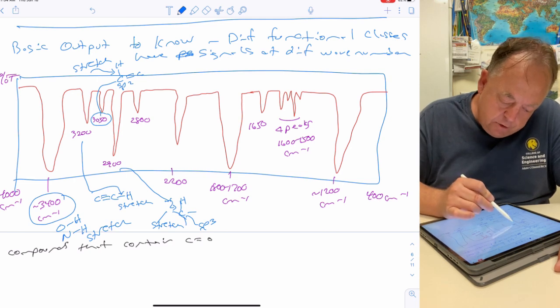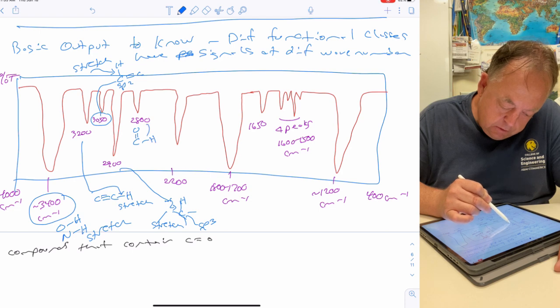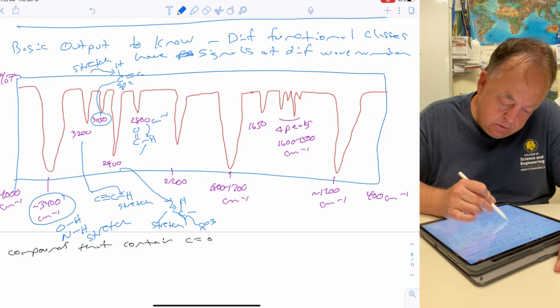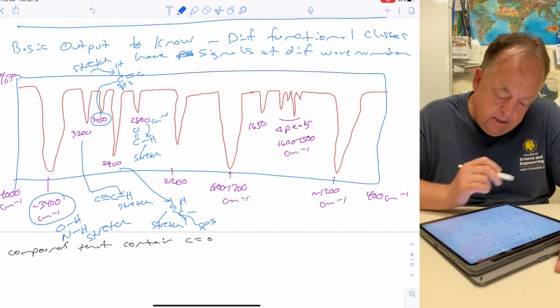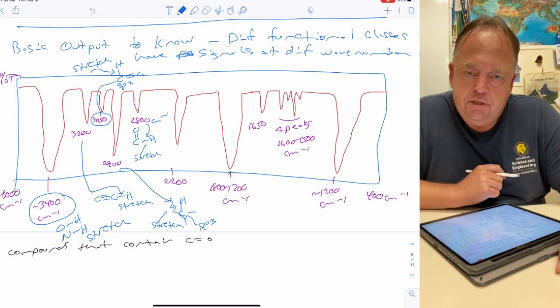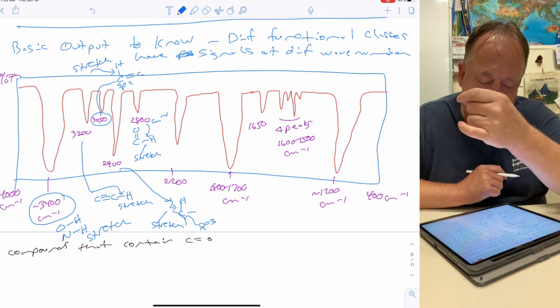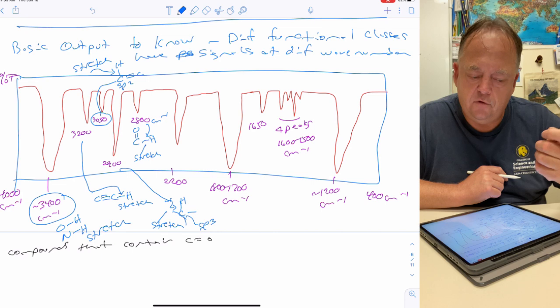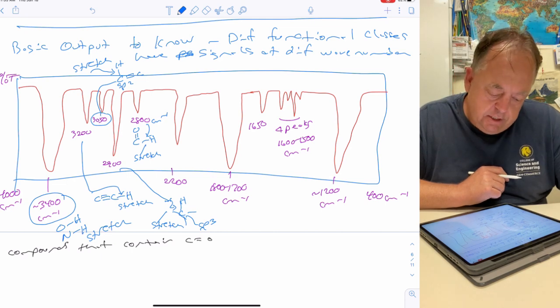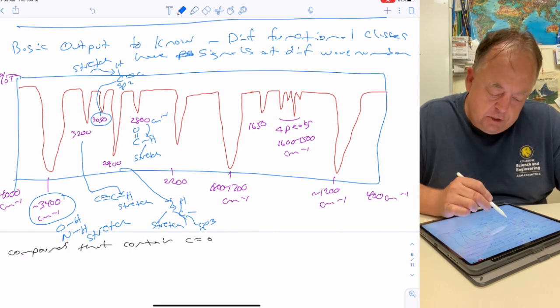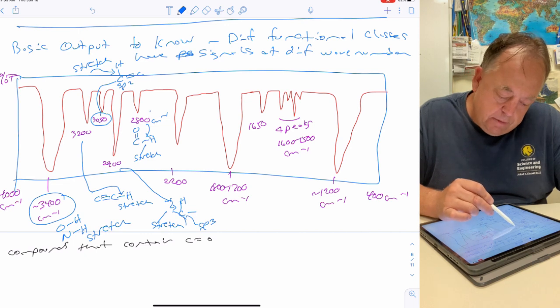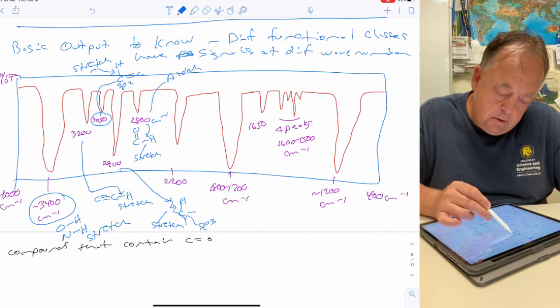Okay, so at 2800 is again a CH stretch. So 2800 inverse centimeters is again the energy to stretch a CH bond. So all of these CH stretches are in similar regions, but exactly where they're at tells you what kind of carbon the hydrogen is on. So in this case, it's the hydrogen attached to a C double bond O, which would mean that's an aldehyde.